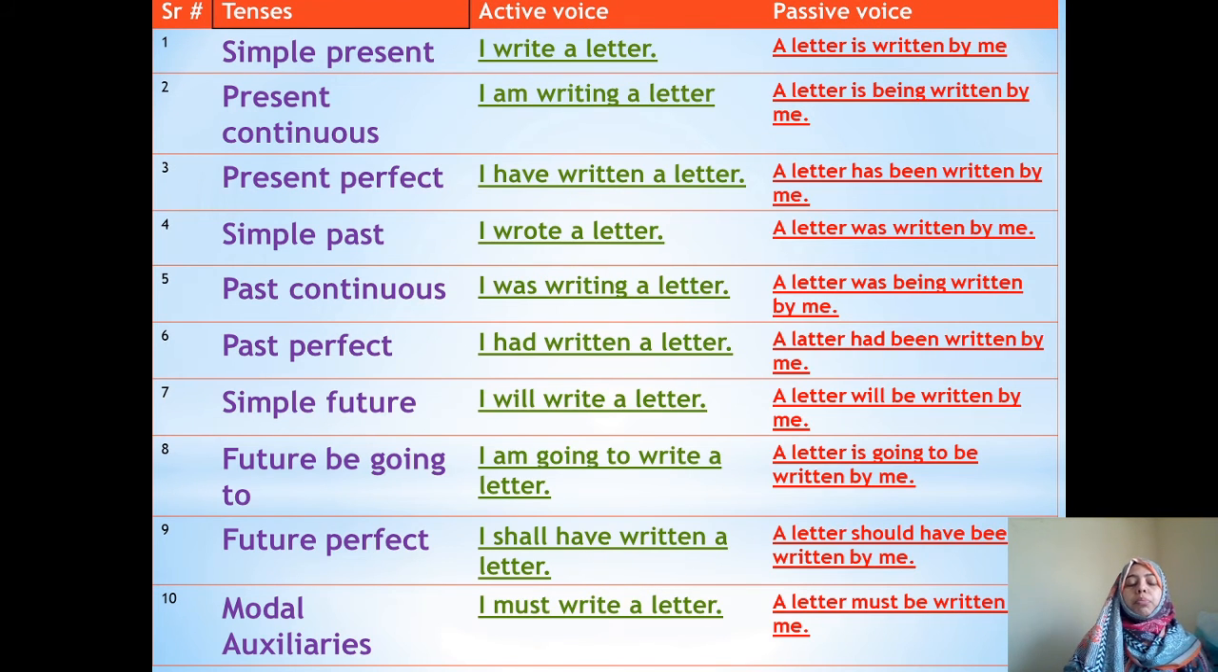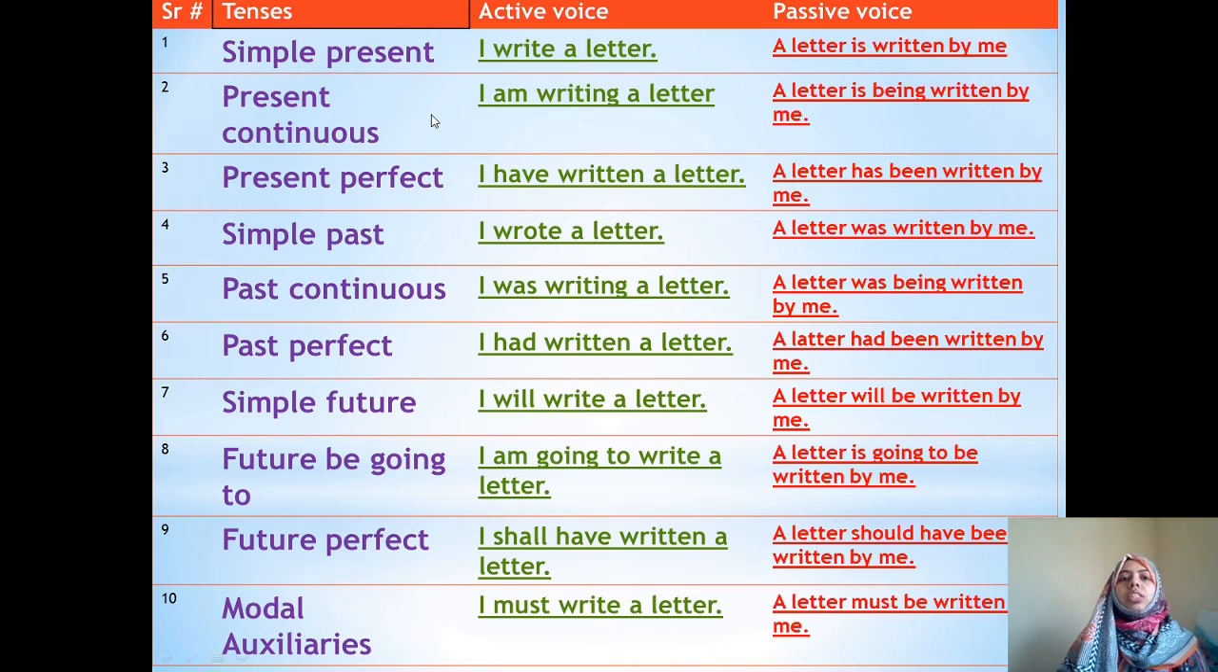Let's come to the examples. There are a few examples. With these examples you can easily understand and become familiar with active and passive voice, and how you change active into passive voice. First of all, simple present: I write a letter. A letter comes first, and I is changed by pronoun to by me. A letter is written by me. Here you notice that the third form, written, is used in all the tenses.